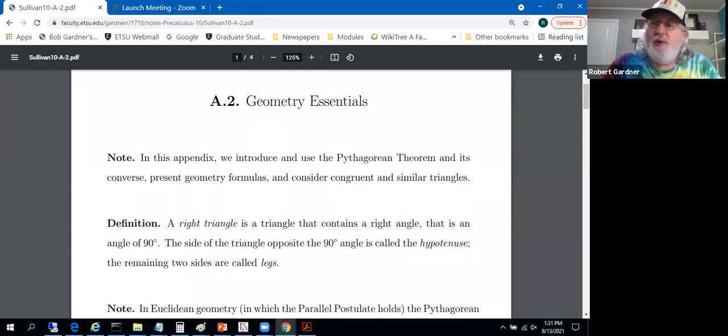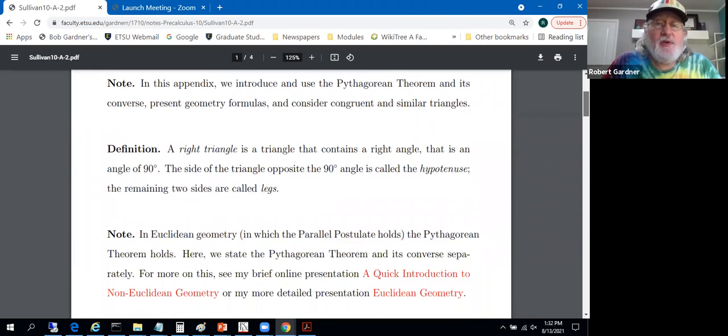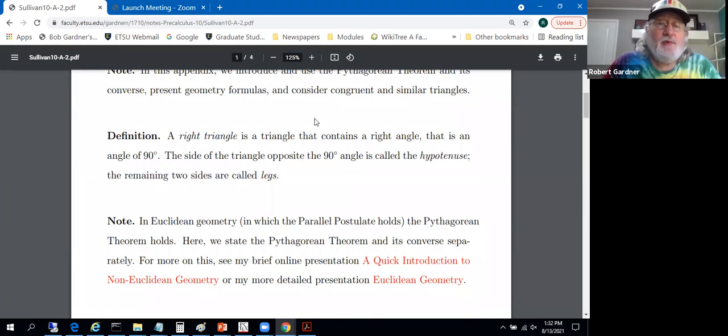So to get things going on the Pythagorean theorem part, we need to talk about right triangles. We'll define a right triangle to be a triangle that contains a right angle, that is a 90-degree angle. The side of the triangle opposite the 90-degree angle is called the hypotenuse, and the remaining two sides are called the legs of the right triangle.